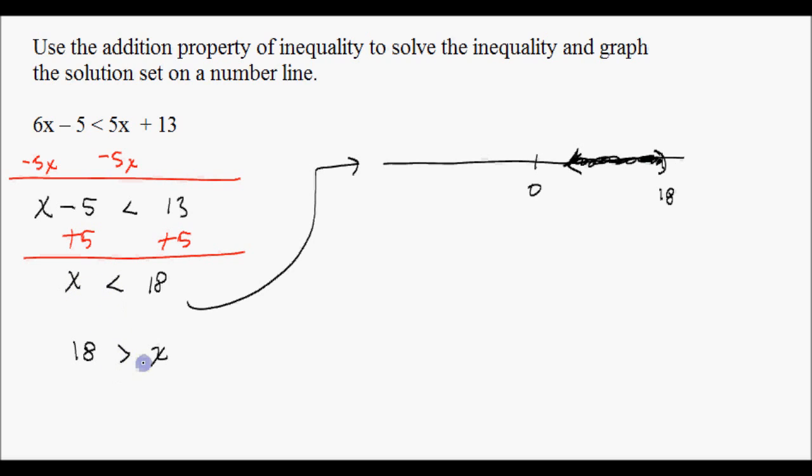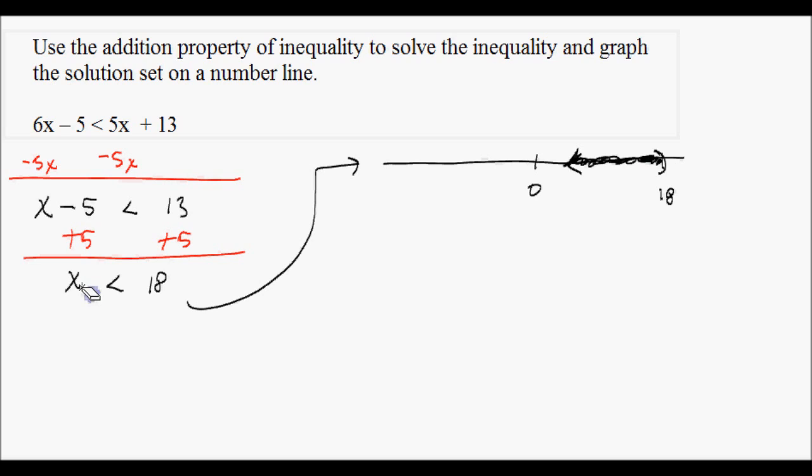And so that's correct. But I'd say about half the time when students write the answer like this, they end up shading incorrectly. They end up shading to the right instead of to the left. So to avoid that common mistake, I'd recommend you just always put x on the left.